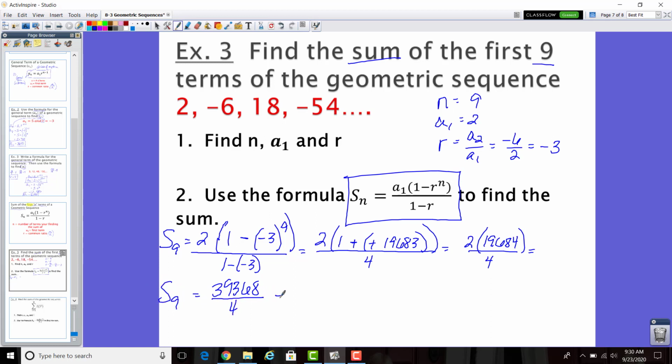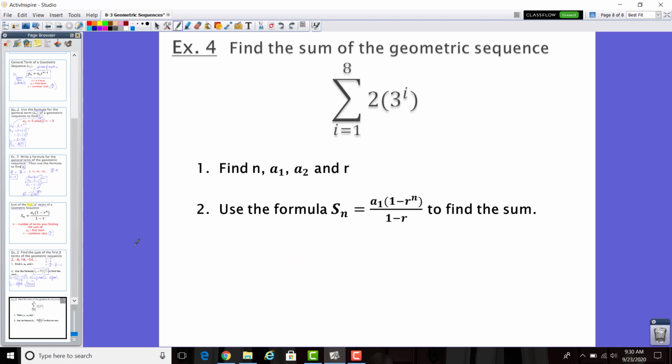And the sum of the first 9 terms of the sequence 2, negative 6, 18, negative 54 is 9,842. Again, see how I showed all of my work step by step. I didn't try to plug it all into my calculator at one time. I followed my order of operations, did one thing at a time so that I can get to the right answer. Okay. One last example.